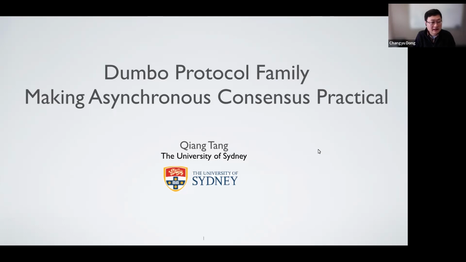Qiang is currently a senior lecturer at the University of Sydney. Before joining Sydney, he was an assistant professor at New Jersey Institute of Technology and also the director of Jacobi Blockchain Lab. Before that, he was a postdoc at Cornell with Lin Shi, and he obtained his PhD from the University of Connecticut in 2015, and his supervisors were Aggelos Kiayias and also Alexander Russell.